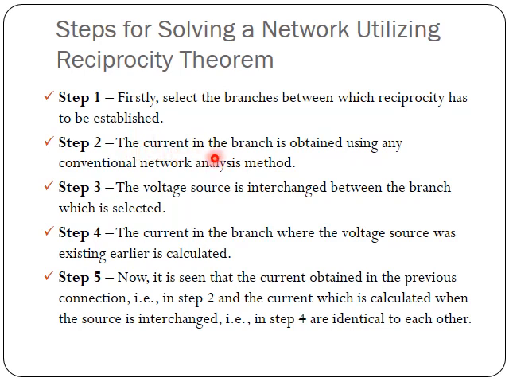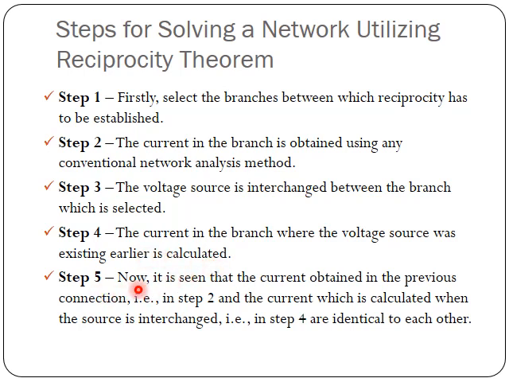Next, the current in the branch is obtained using any conventional analysis method. Third step is to interchange. The voltage source is interchanged between the branches which are selected in the first step. Next, fourth step, the current in the branch where the voltage source was earlier existing is calculated.